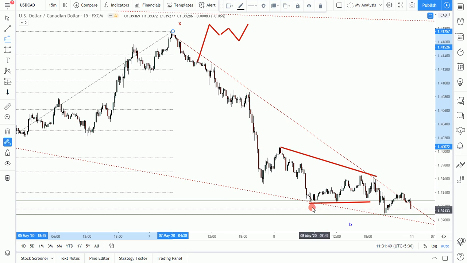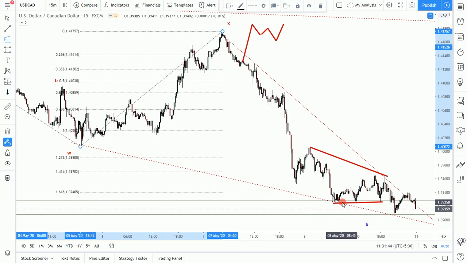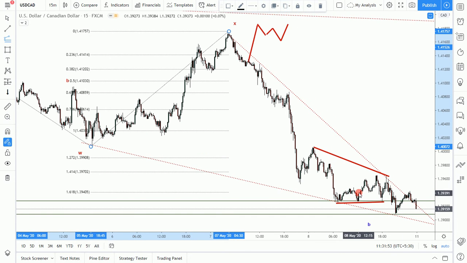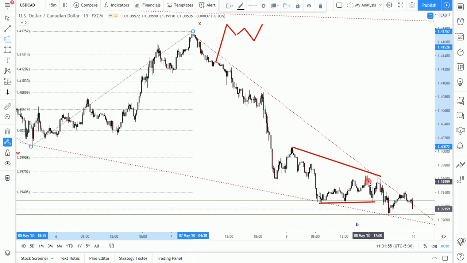Again, I just kept on watching, and because of the NFP it's messy and overlapping here, and it looks like a triangle to me. It's not yet confirmed, because it still looks like a five-wave structure.